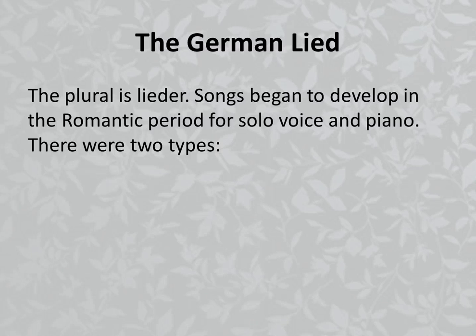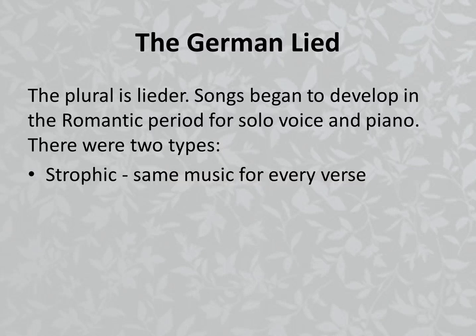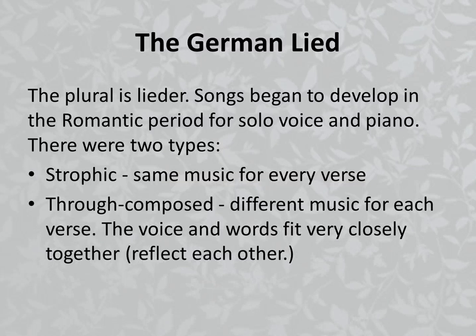The German Lied. The plural for Lied is Lieder, which translates as a song. Songs began to develop in the Romantic period for solo voice and piano. There were two main types. There was the strophic, same music for every verse, and the through-composed, different music for each verse. The voice and words fit very closely together and they reflected each other. A lot of it was based on the idea of word painting.